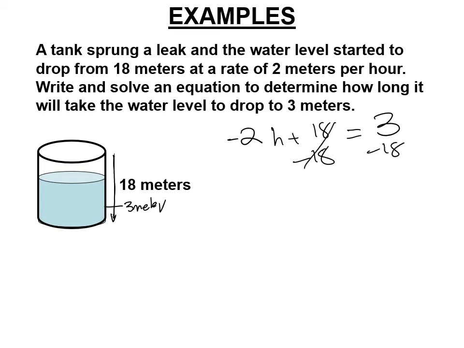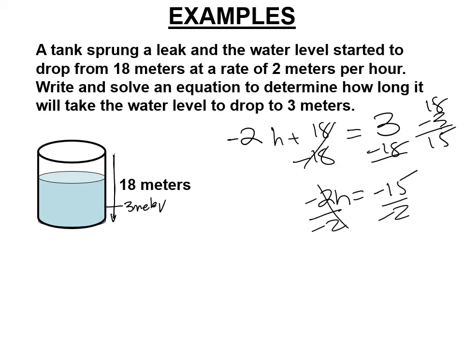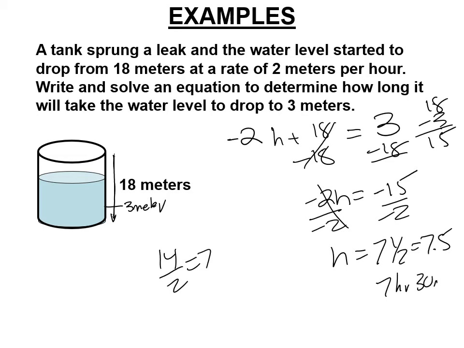Now you subtract 18 from both sides, negative 2h. 3 minus 18, right, you can't actually do that. You have to flip it over and realize it's 15, and then it's negative 15. Divide both sides by negative 2. And 15 over 2 is 7.5, and this is hours, and you could do 7 hours and 30 minutes if you really wanted to, but these are 7.5 hours.